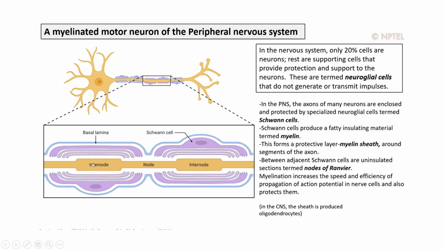Okay, and the internodes are protected by this basal lamina as well as the myelin sheath, which will help in the faster transmission of the signal, the action potential, from the cell body to the axon terminals. Okay, so the myelin sheath generally helps in the protection of the neurons as well as the faster transmission of the signaling of the action potential.